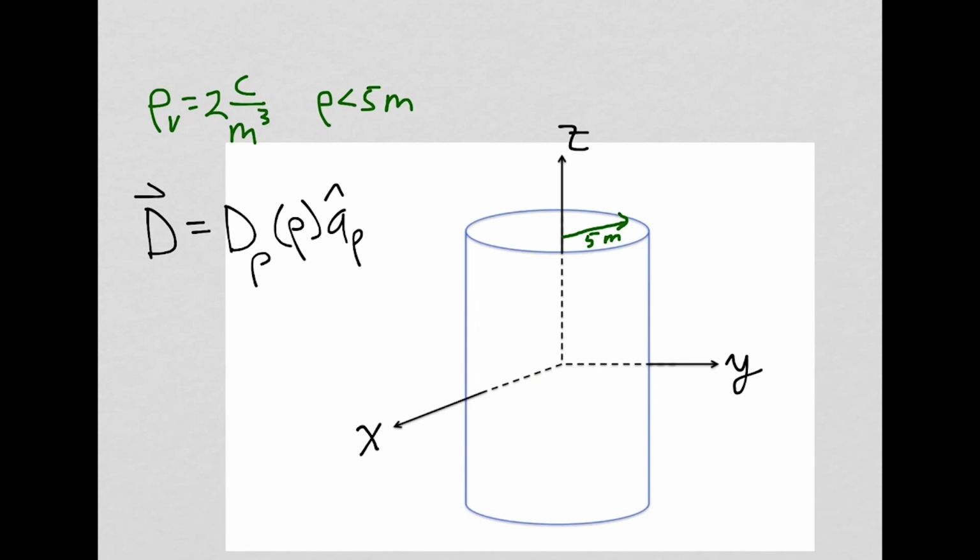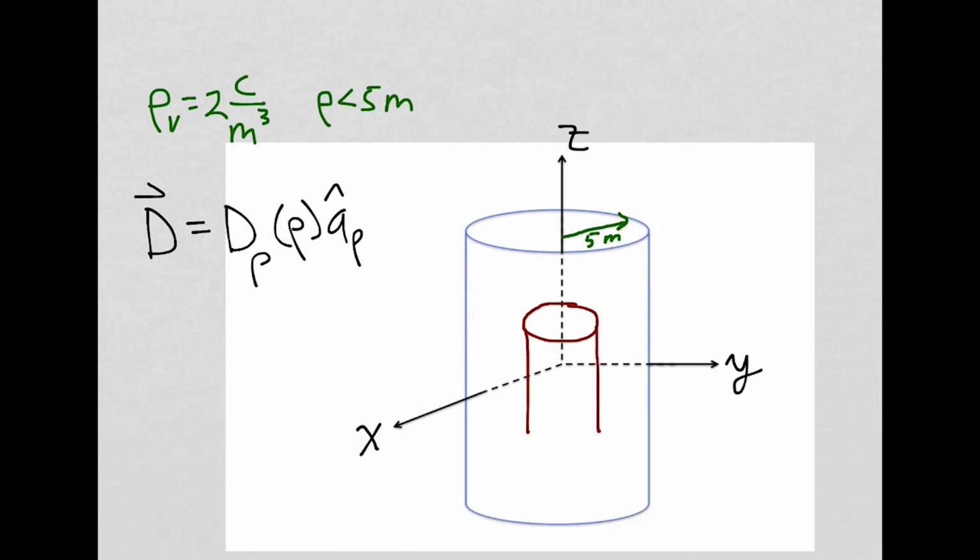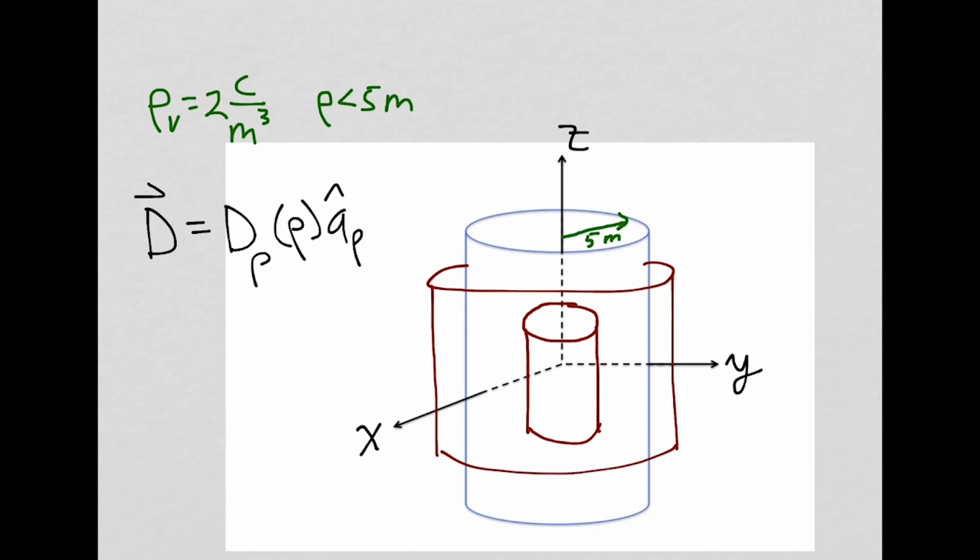The appropriate Gaussian surfaces will have a cylindrical shape, and we will need two of them. We will need to apply Gauss's law when the radius rho of the cylinder is less than 5 meters, and again when the radius is greater than 5 meters. And we'll call L1 the height of the inside cylinder and L sub 2 the height for the outside cylinder.